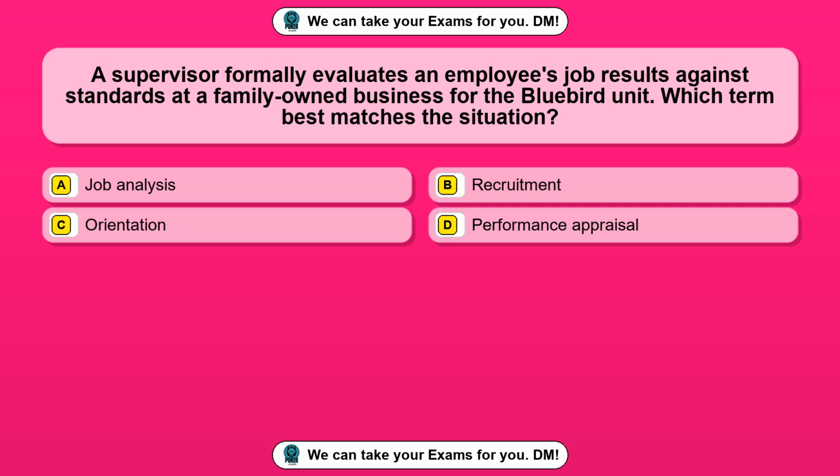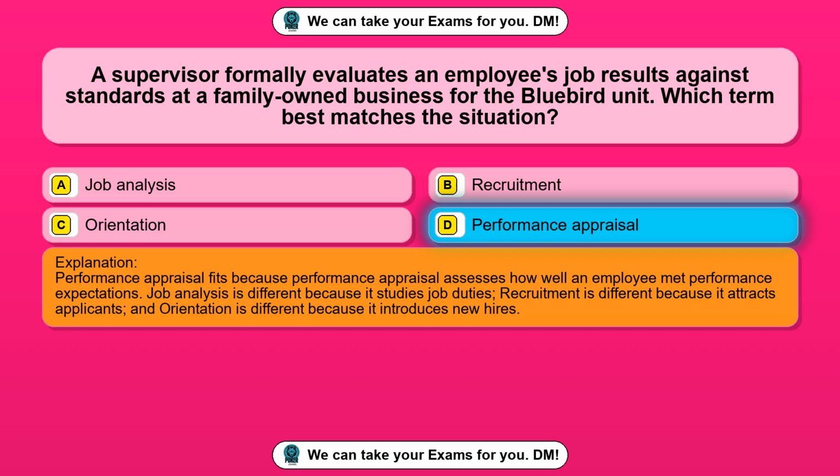Question 98. A supervisor formally evaluates an employee's job results against standards at a family-owned business for the Bluebird unit. Which term best matches the situation? Option A, job analysis. Option B, recruitment. Option C, orientation. Option D, performance appraisal. The correct answer is option D, performance appraisal. Performance appraisal fits because performance appraisal assesses how well an employee met performance expectations. Job analysis is different because it studies job duties, recruitment is different because it attracts applicants, and orientation is different because it introduces new hires.